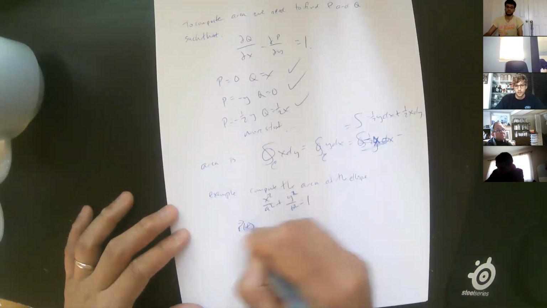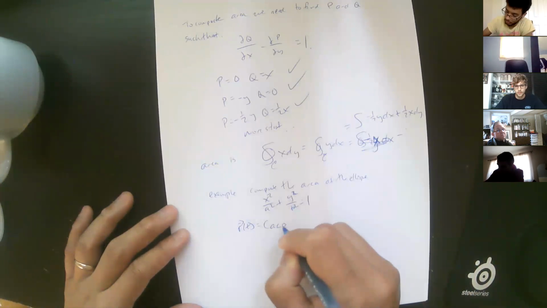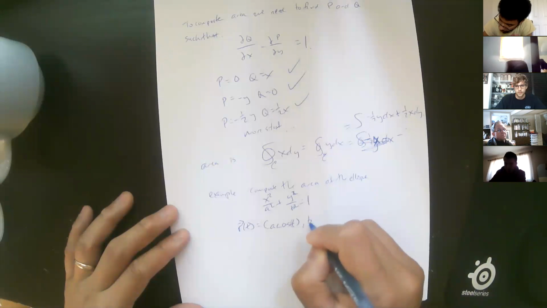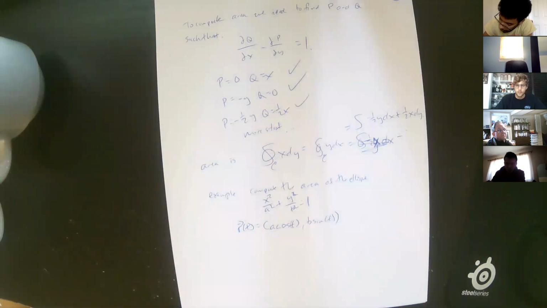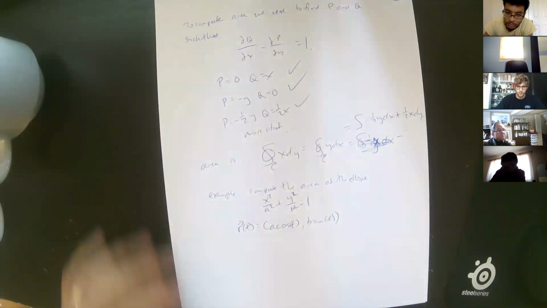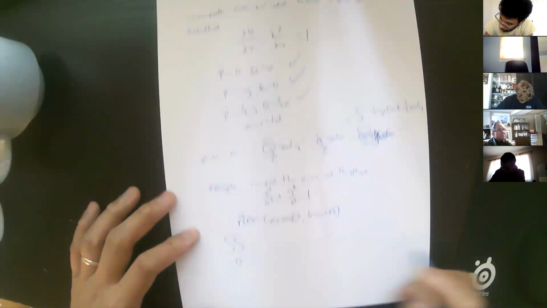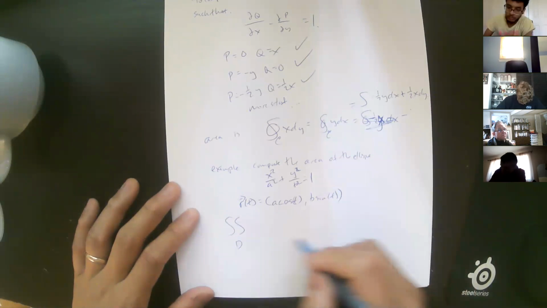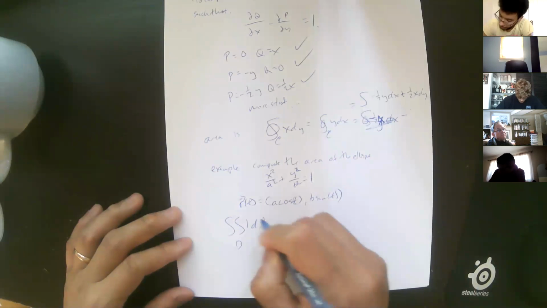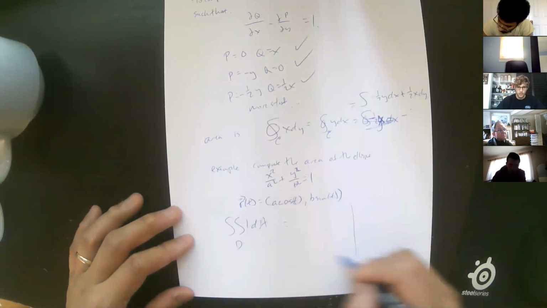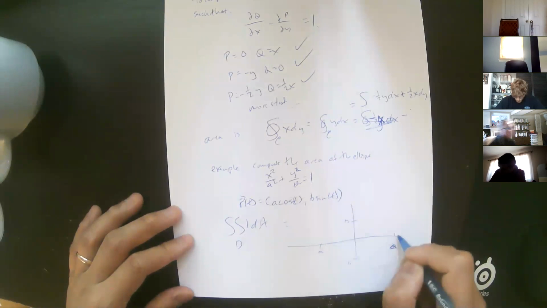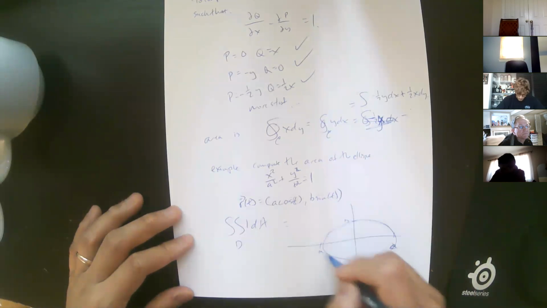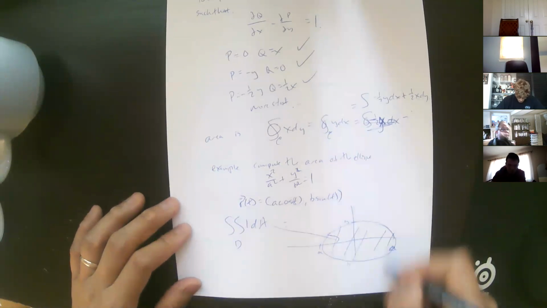r of t equals a cosine t, b sine t. This parameterizes that ellipse. Okay? So if I want to integrate over D of 1 dA, this is going to be equal to the area of this ellipse. So that's not a, b, b.